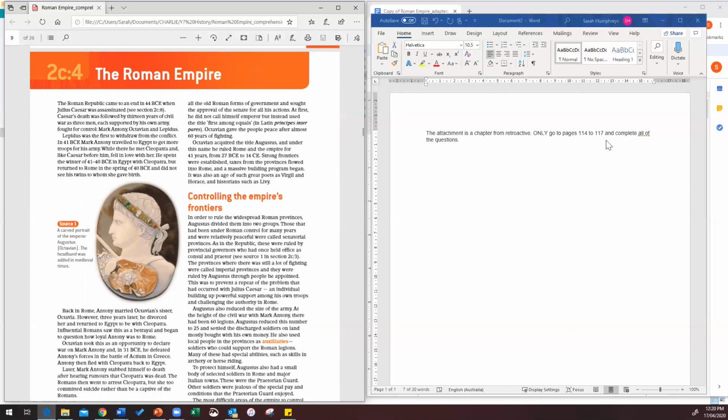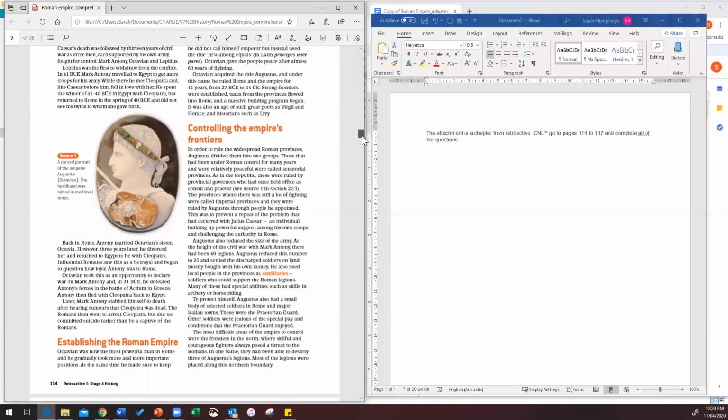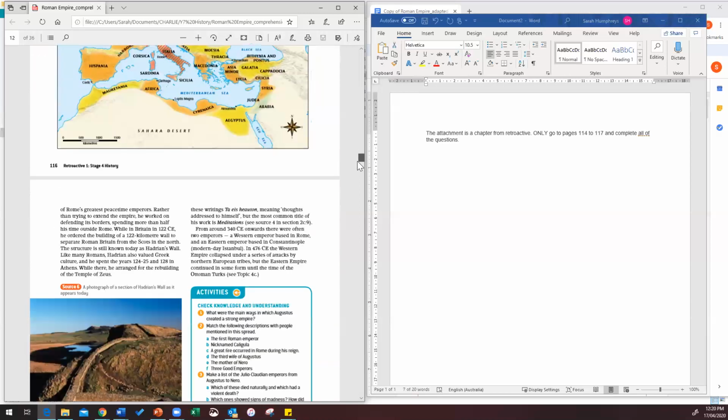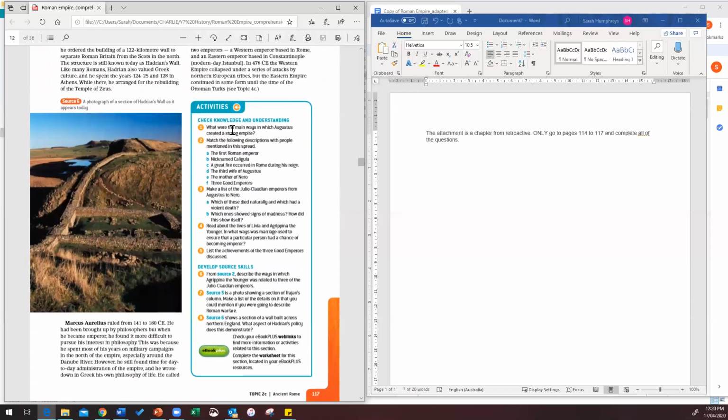So the next instruction was to complete all of the questions. So now I'm going to have to find those questions. So I'm going to scroll down. I'm assuming they're going to be on page 117. And there they are here. Okay, so I've got 8 questions to answer. And so it's a comprehension activity about the Roman Empire.